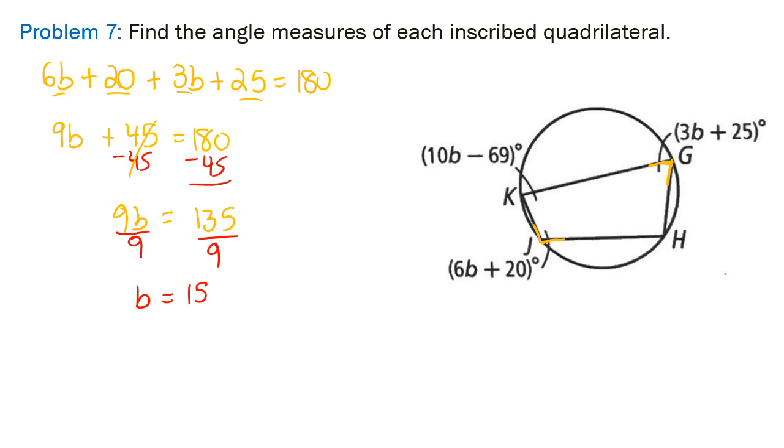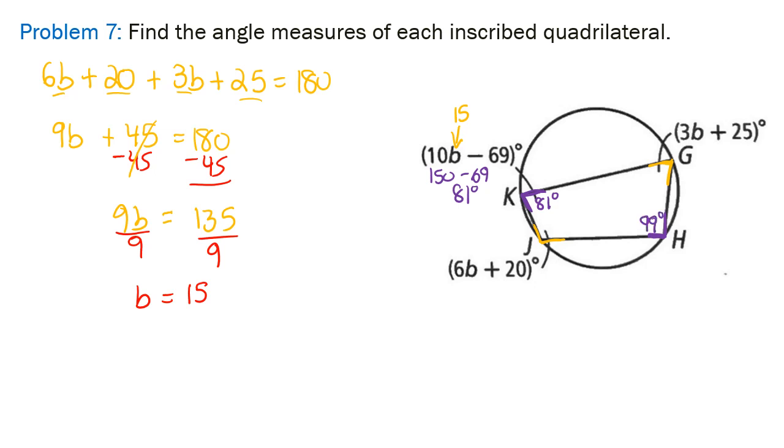So now that we have found out what b is, we can substitute it into the expressions to find all the missing angle measurements. So if I start off by plugging 15 into angle K, 10 times 15 is 150 minus 69, we're going to get 81 degrees. So this angle measurement is 81 degrees. Now angle K and angle H should add up to 180. So 180 minus 81 is going to give us 99 degrees.